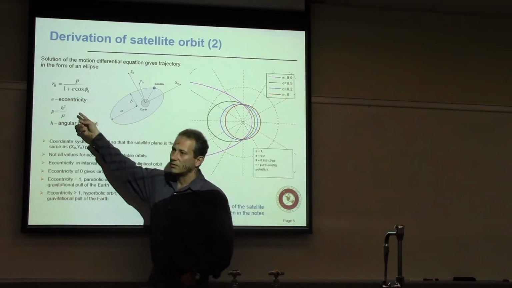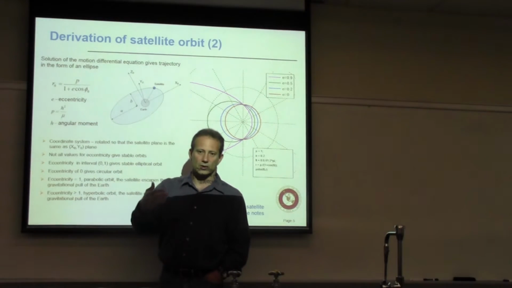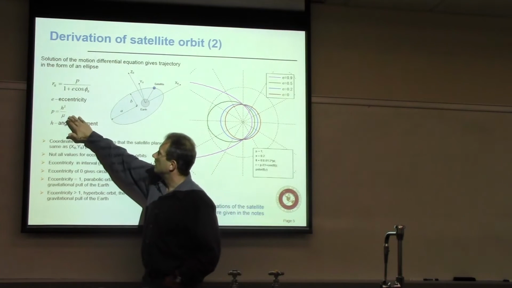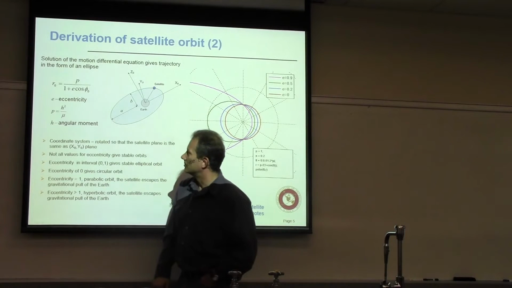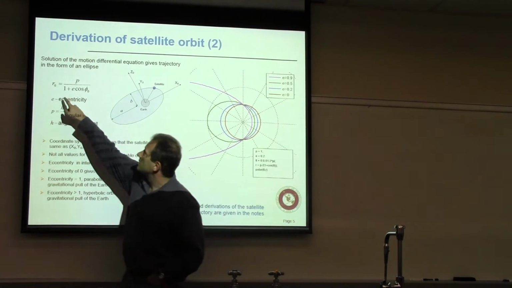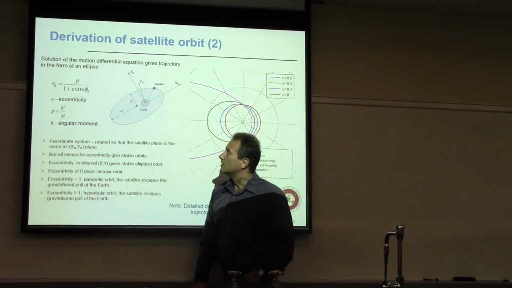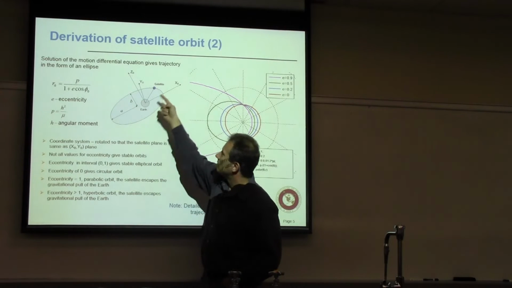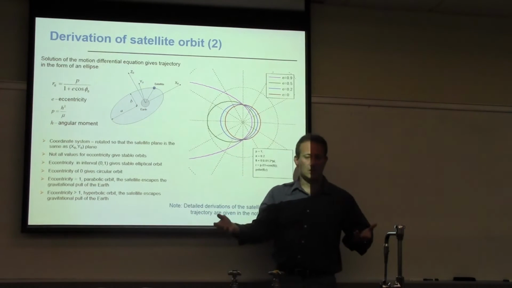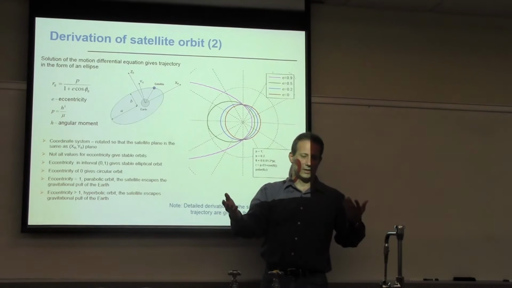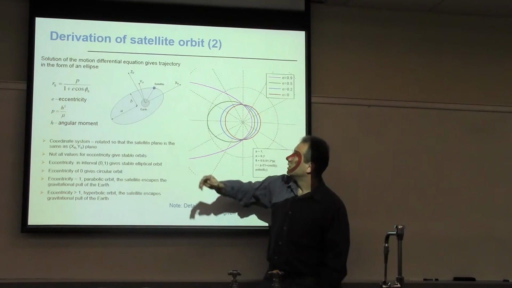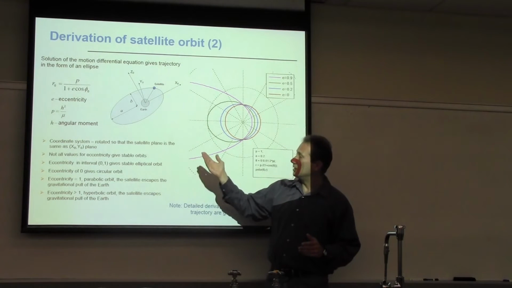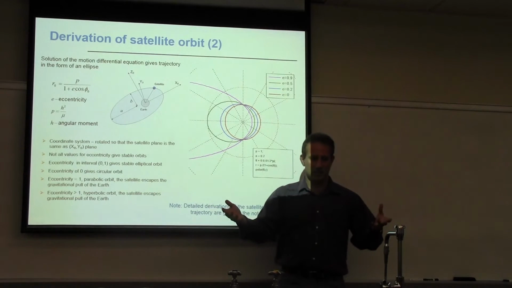And h here is the angular momentum, which is essentially the product of your radius and your velocity, so the magnitude of that. But for any given satellite, p is a constant. r is the radius from the center of the Earth to the satellite, and phi is the angle in the coordinate system. So here you have a cylindrical coordinate system with r, phi, and z.